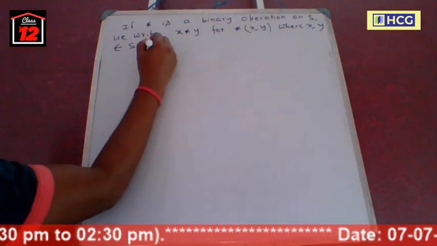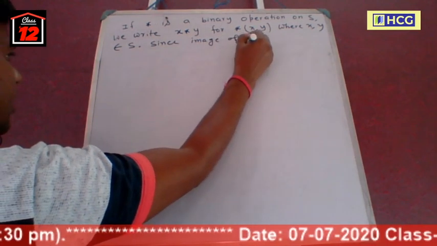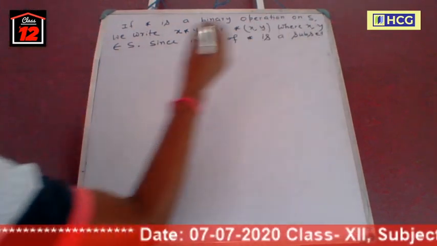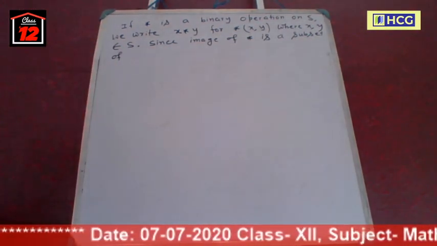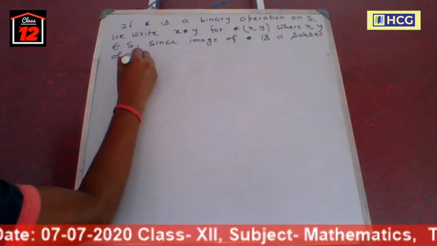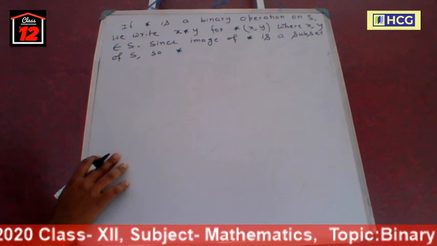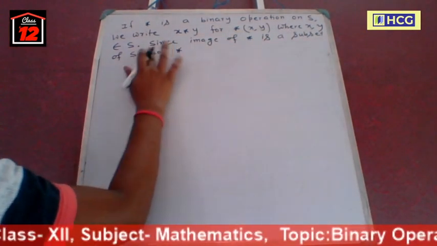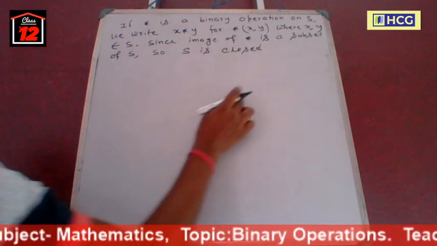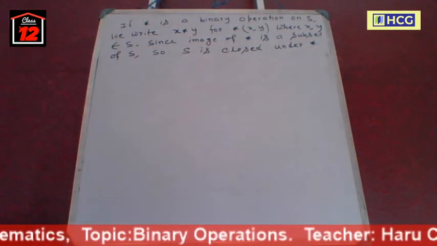Now, since the image of star, which is the range of the mapping, is a subset of the codomain set, the image of star is a subset of S. So S is closed under star. The set S is closed under star.